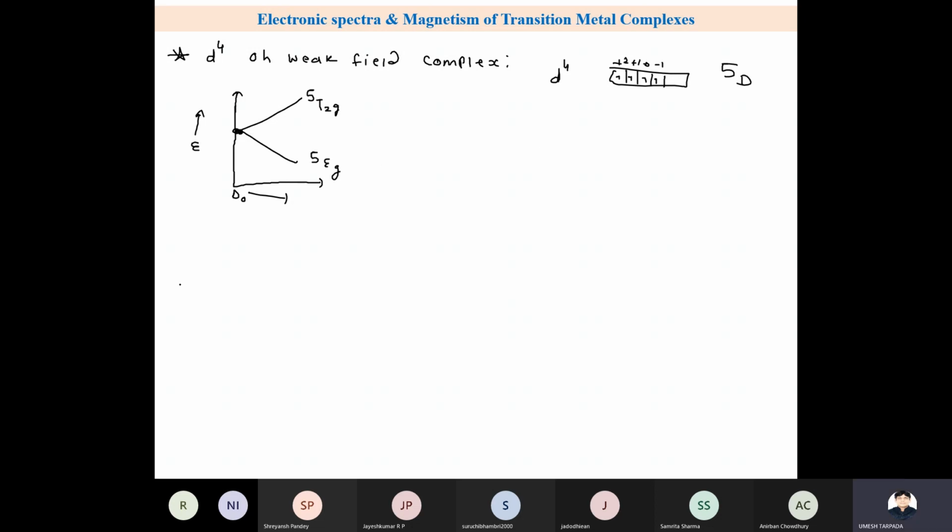D9 के लिए भी ऐसा ही आएगा। D9 सिस्टम है तो डबल डी टर्म आएगी, बाकी सब सेम रहेगा. It's a doublet term, doublet D term. Splitting is again same.